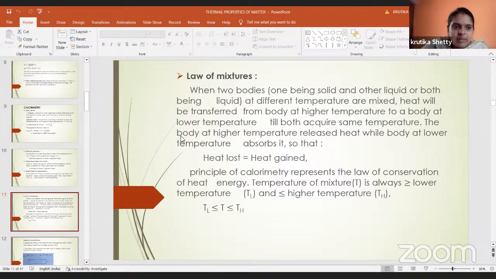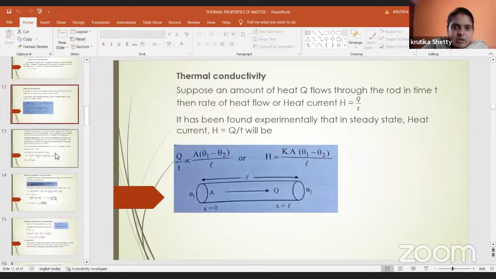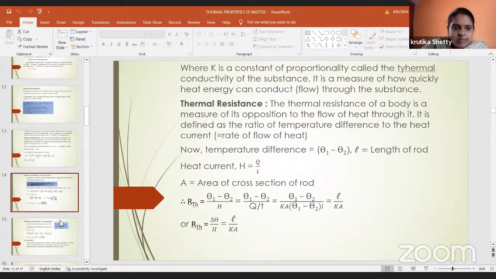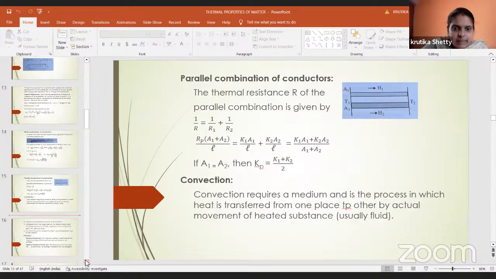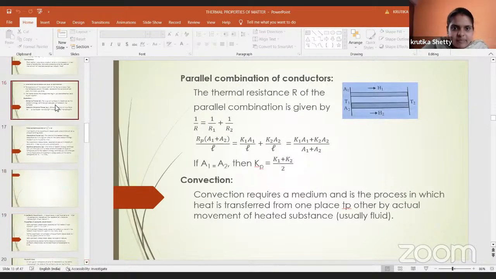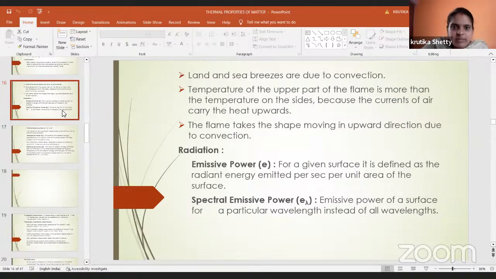This is the principle of calorimetry. I just told you, heat lost by the hot body is equal to heat gained by the cold body. Based on the questions, this convection we have already discussed. Radiation also we have discussed. Here we have emissive power. It is nothing but the radiant energy emitted per second, denoted by the letter E. Then spectral emissive power is there, that is for a particular wavelength. Instead of all the wavelengths, we consider a particular wavelength here.